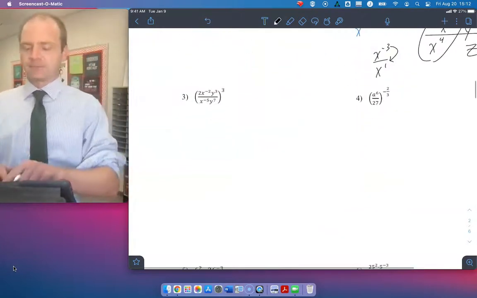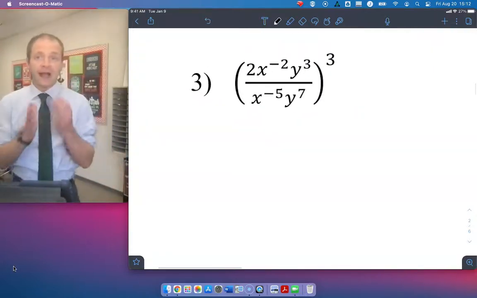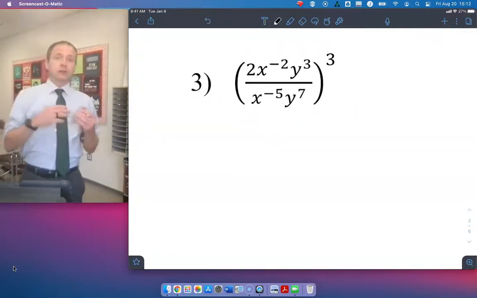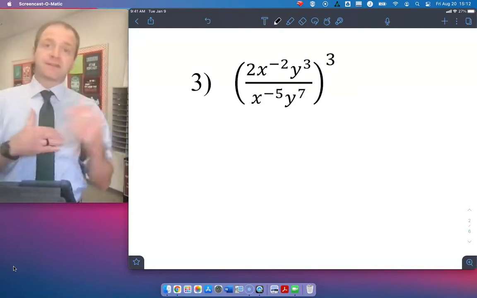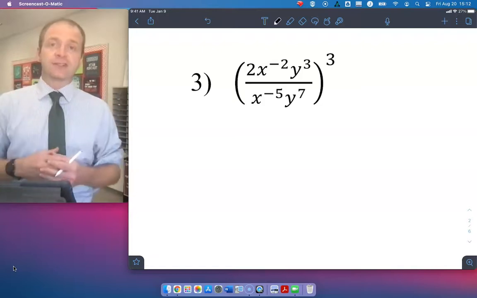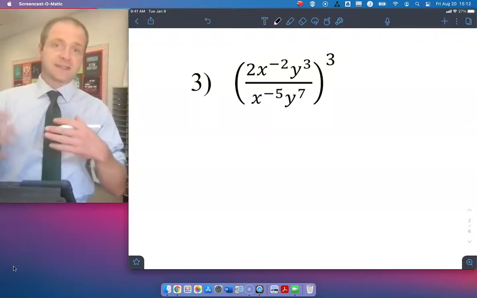Let's look at number 3. Now this is up to you. How do you want to deal with this one? You can do properties of exponents on the inside, and you can do the properties of exponents with the parentheses. You can follow order of operations. You can do the exponent first and then simplify.